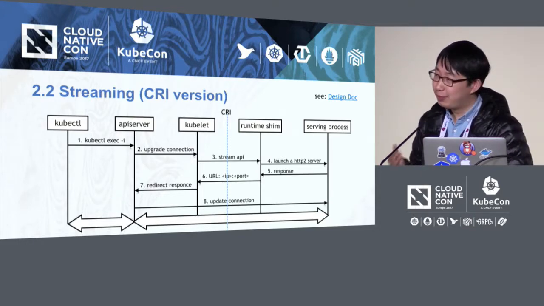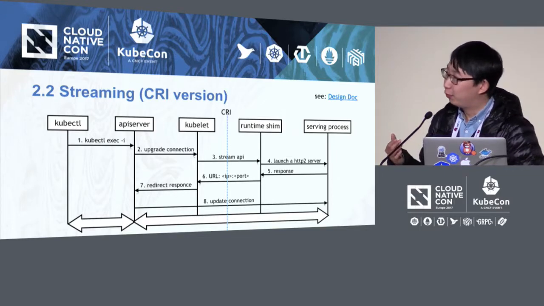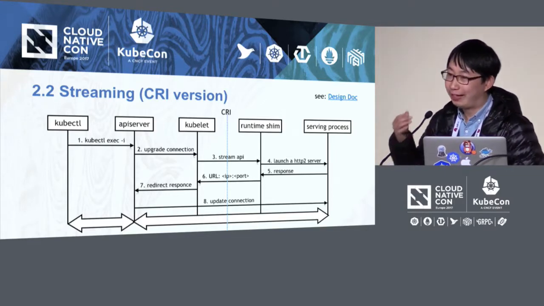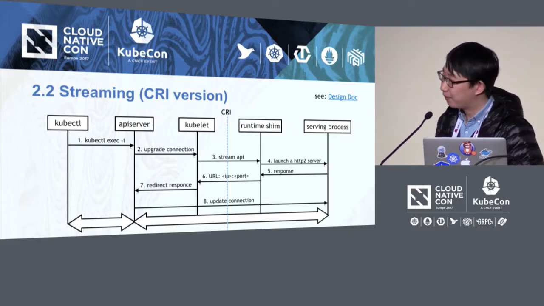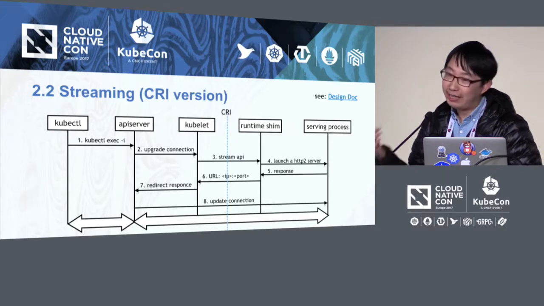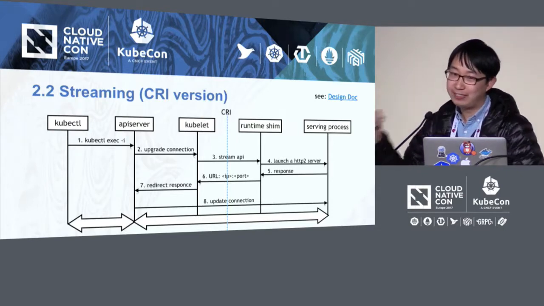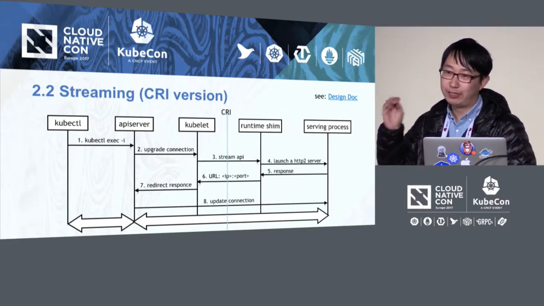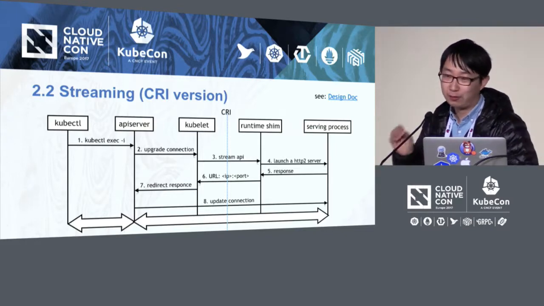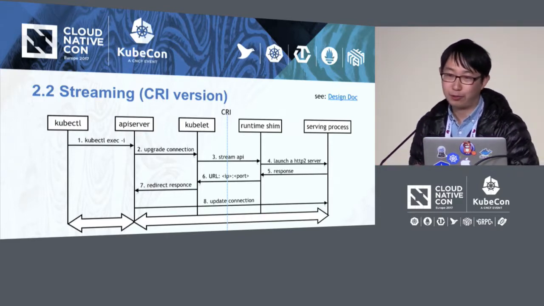So again, the API server will send a connection to Kubernetes, and this time Kubernetes only calls the Container Runtime Interface to the runtime machine to launch a standalone HTTP server, and it will return the URL of this streaming server back to Kubernetes, and then trigger a redirect response to the API server. So from this time, the API server will establish a fresh new connection to this streaming server. So there's no business of Kubernetes anymore. And this streaming server will be responsible for handling all of the streaming requests that happen next.